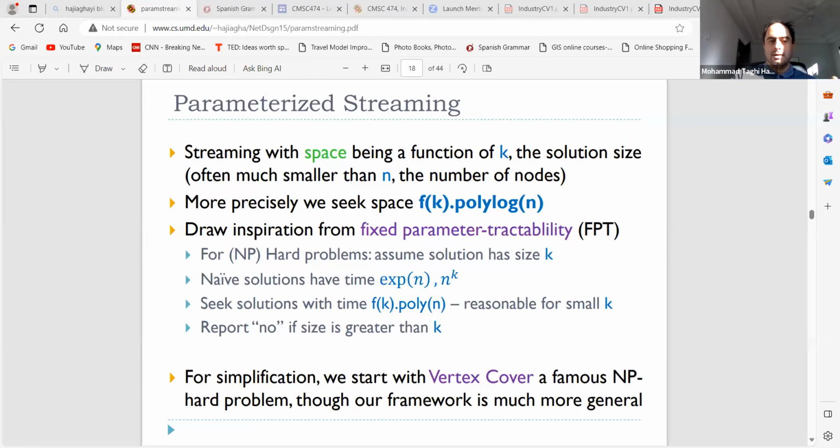We talk about this kind of parameterized streaming, where the goal is that we want to get some algorithm with space which is f of k times polylog n. And this idea essentially comes from fixed parameter algorithms. There we want to get some running time for the algorithm which is f of k times poly n. So here it is polylog n, and this is for space. There it is essentially poly n, and that's for time. We talk about vertex cover in particular.